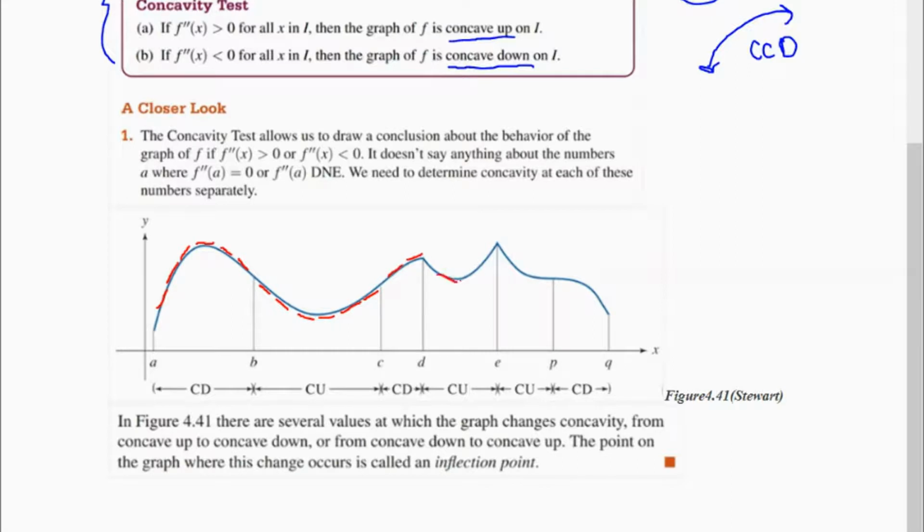So if I am drawing the tangent line to the curve of a section that's concave up, my tangent lines are on the bottom of the graph, and also in this interval as well. But when I am drawing tangent lines on a section of the graph that's concave down, you'll notice that my tangent lines are on the top here and here as well.